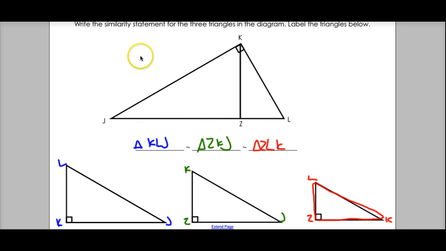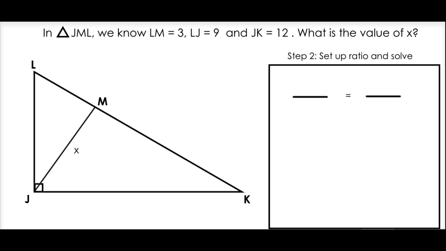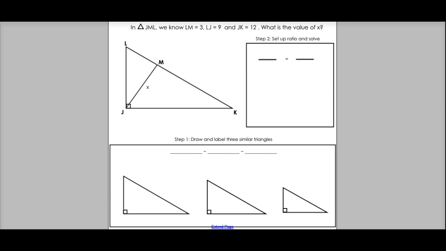This drawing that you're going to do is coming really handy for solving the next two problems. Follow me to the next slide. In JML, we know LM is equal to 3. So LM is right here. We know LJ, which is right over here, is equal to 9, and we know JK is equal to 12. What is the value of X, which is missing right here?